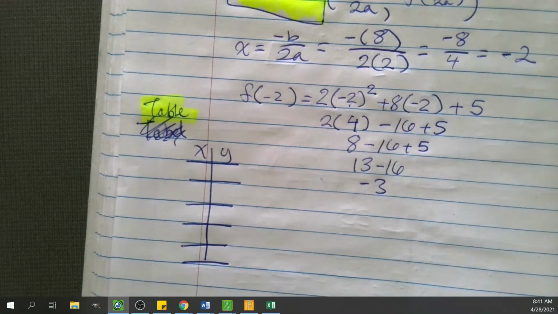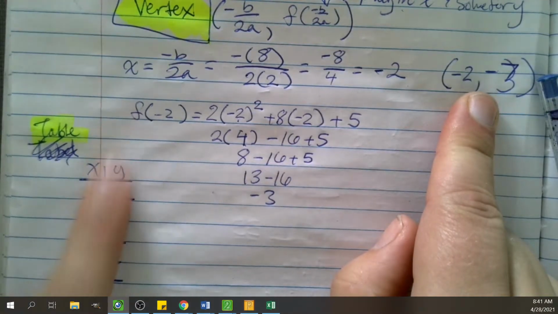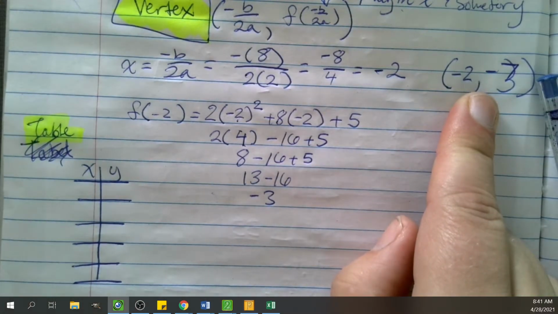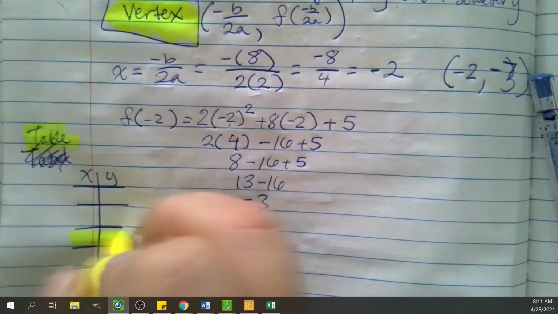All right, you guys. Where does the vertex go? Silas, get off your phone. Where does that vertex go? We have this coordinate. Where does it go in the table? In the middle. We're always going to put the vertex in the middle.